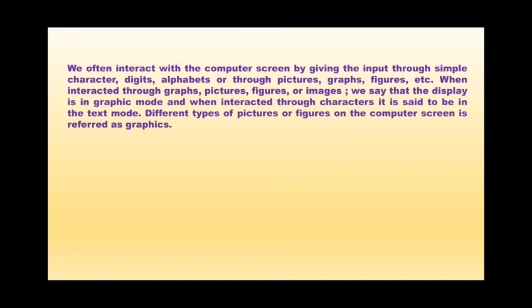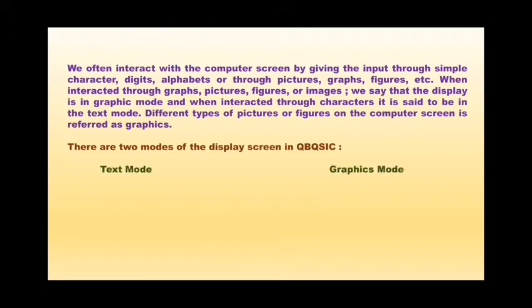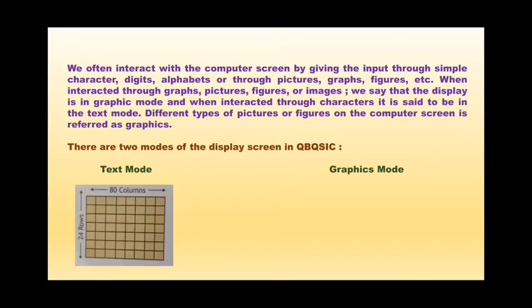There are two modes of display screen in QBasic: text mode, graphic mode. Text mode. The display of the screen in text mode is character based, that is, the input or output are textual. This mode is used to write program in text. It is represented by screen 0. Screen 0 is the display screen, consists of 80 columns and 24 rows that you can see in the picture.